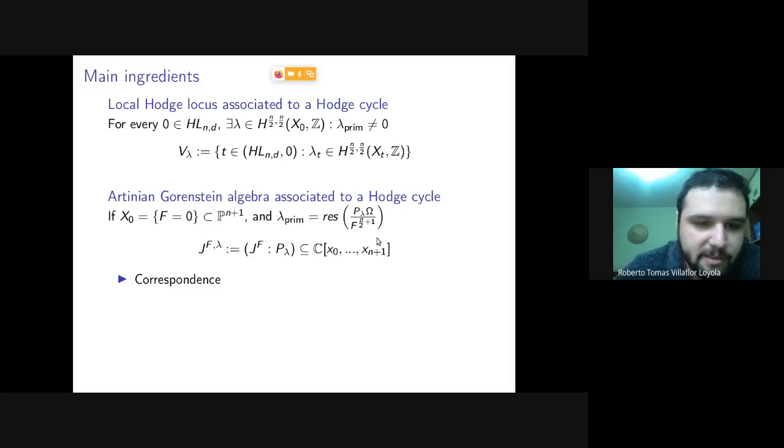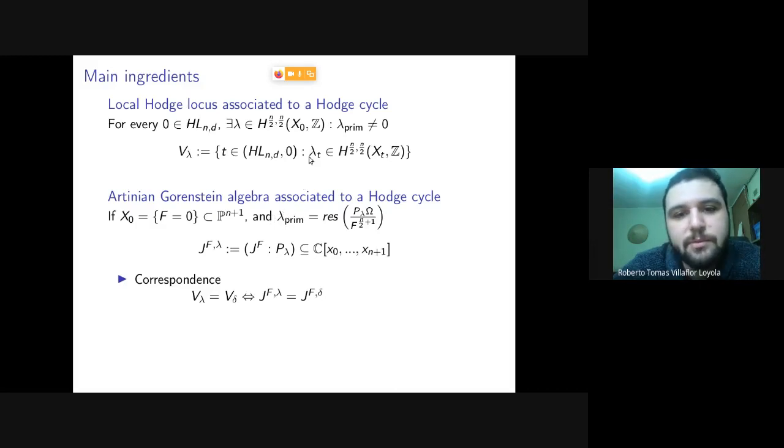And what's the point? The point is that we can relate these two structures, the local Hodge locus and the Artinian Gorenstein algebra. We have the following relation. First of all, we have a correspondence. Whenever we take two Hodge classes, or two n over 2 classes, the local Hodge loci are equal if and only if the Artinian Gorenstein ideals are equal. And this is also equivalent to the fact that the classes in primitive cohomology are equal up to some non-zero constant factor.